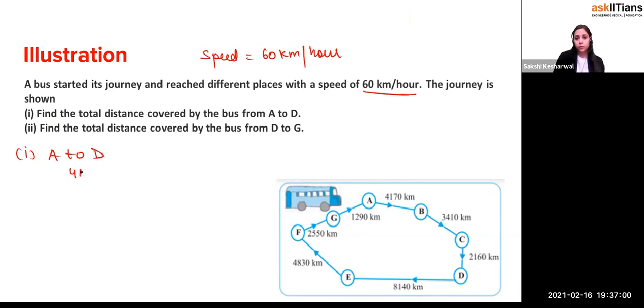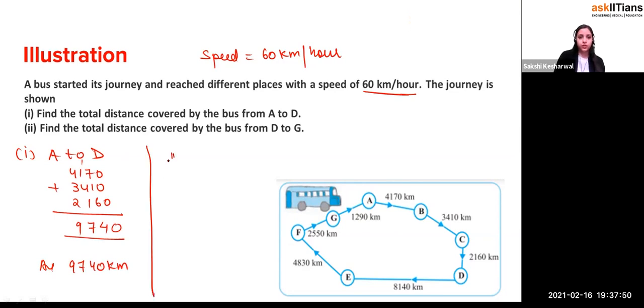So what you will be doing, you will be adding this. The first part will be 4,170 plus 3,410 plus 2,160, right? You will be adding up. So you just add it up. So this is equals to what, beta? 0. This is 7, 7, 14, 14 ka 1 carry. So this is 6 and 7, and this is equals to what? 7 and 9. So the first answer will be what, beta? 9,740 kilometers, right?